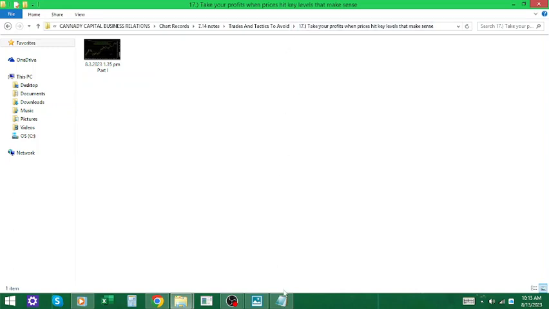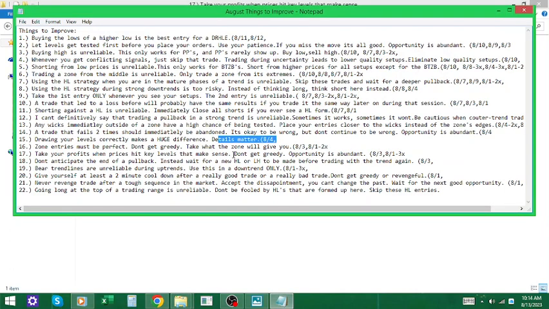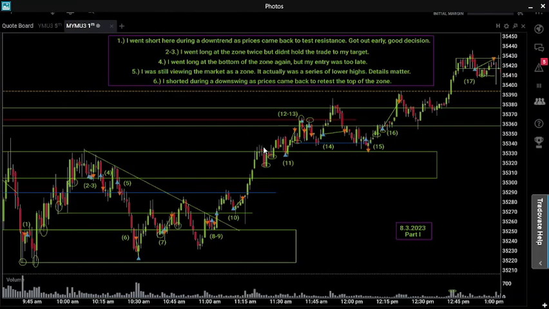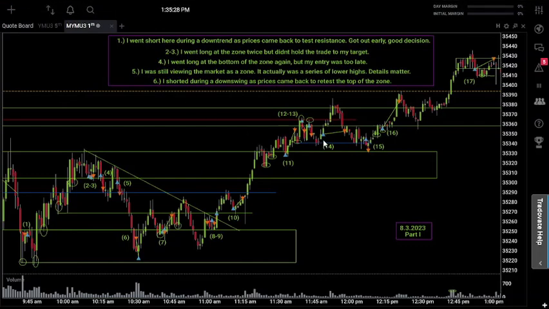Take your profits when prices hit key levels that make sense. Don't get greedy. Like we said before, opportunity is abundant. So you're seeing a lot of the same concepts throughout all of these rules because a lot of them really kind of commingle with each other and tie into one another. And this is another one of those examples. So when you have profits that get to a key level, take it.